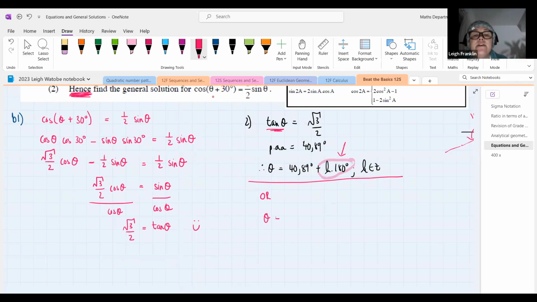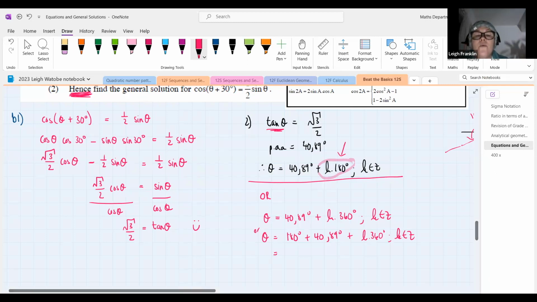So you could say theta was equal to 40,89. This is now quadrant number 1, plus k times 360, k is an element of the integers. Or quadrant 3, it would be 180 plus 40,89 plus k times 360, k is an element of the integers, in which case you would end up with what? 220,89.